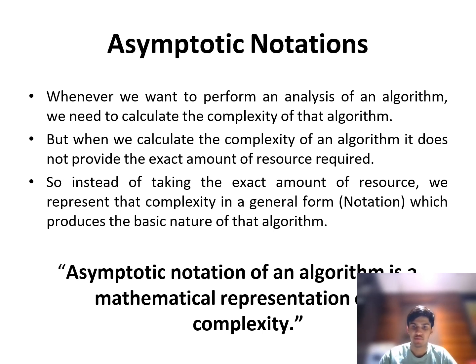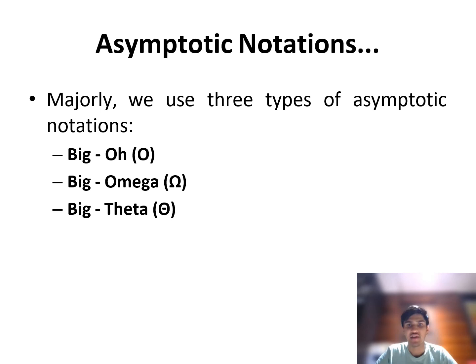And we will move to the next slide. Asymptotic notation, we majorly use three types of notation. First one is big O, big omega, and big theta.